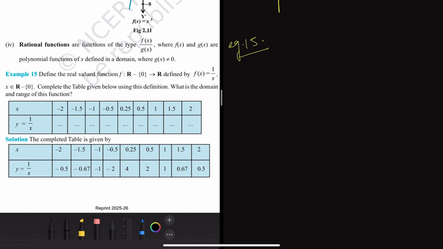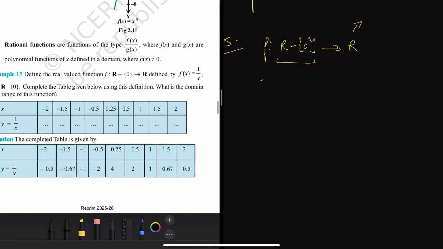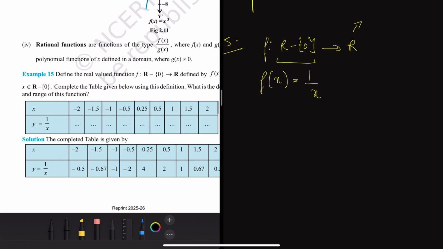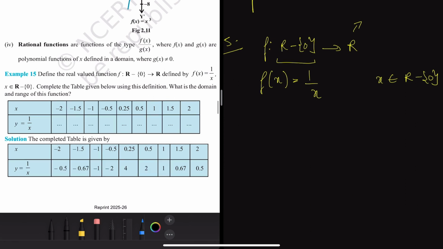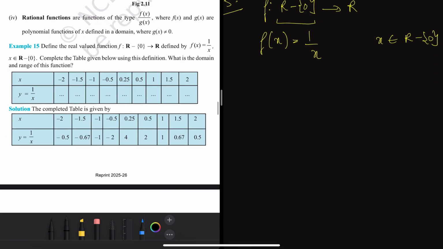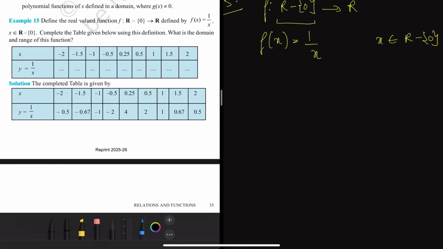In example 15, we are defined a real valued function from R minus 0 to real numbers. So the range is real numbers and the domain is R minus 0. And we are defined the function that f of x is equal to 1 by x, and x belongs to R minus 0. So we have to complete the table and we have to tell what is the domain and range of this function. So let's complete the table.